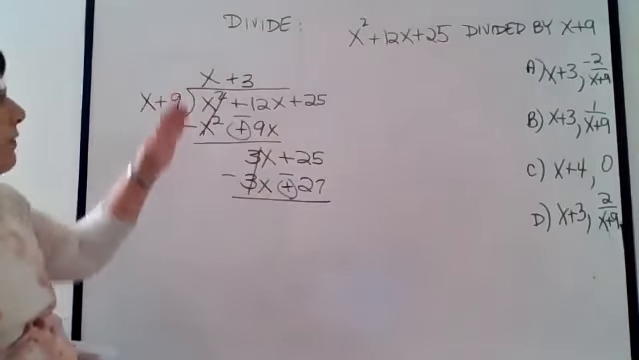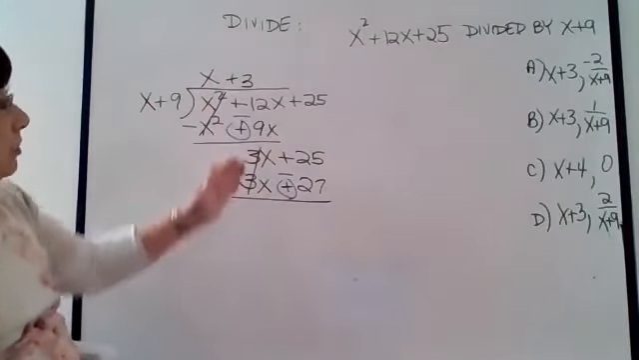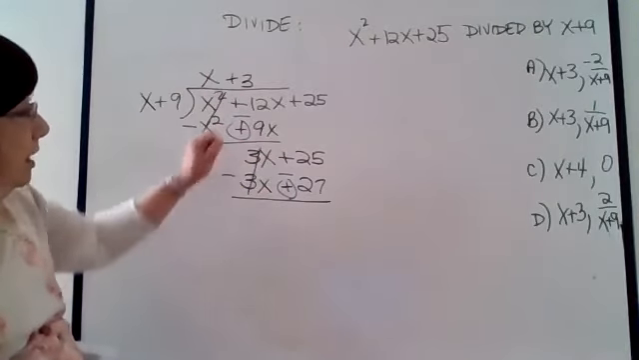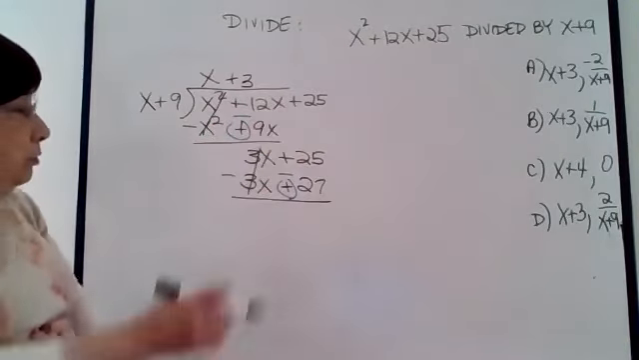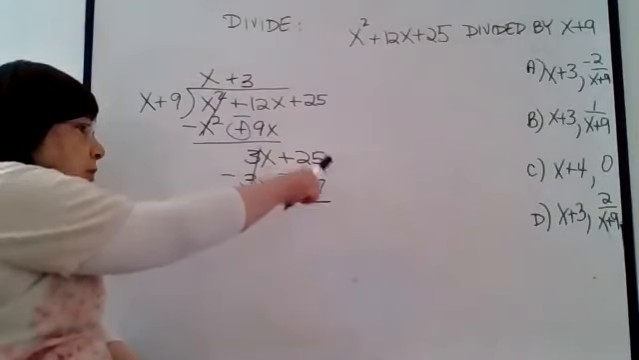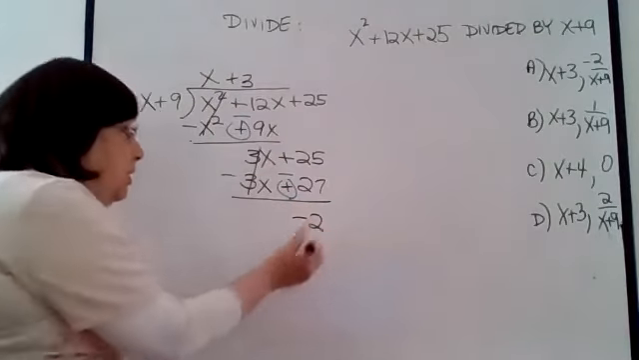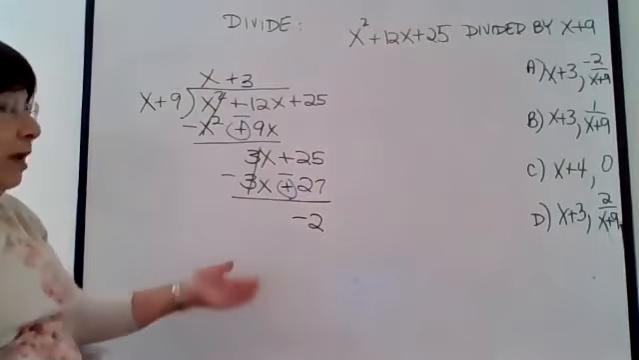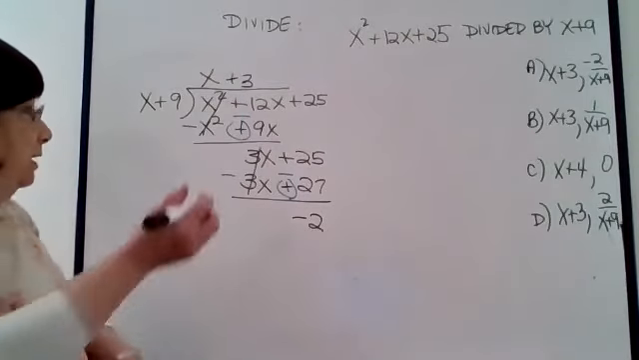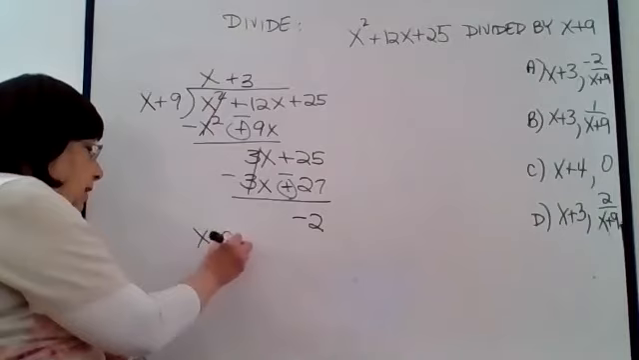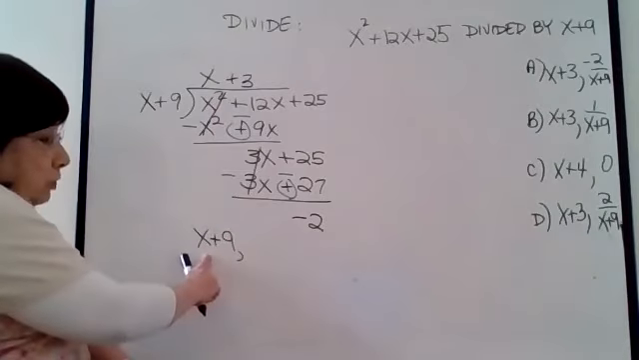If you notice, every time we do that subtraction, the first term drops out and you're just left with the next. So you're only left with one term. 25 minus 27 is negative 2. And there's nothing left to bring down. So this is my remainder. So my answer is x plus 9. That's, we'll call it my quotient.